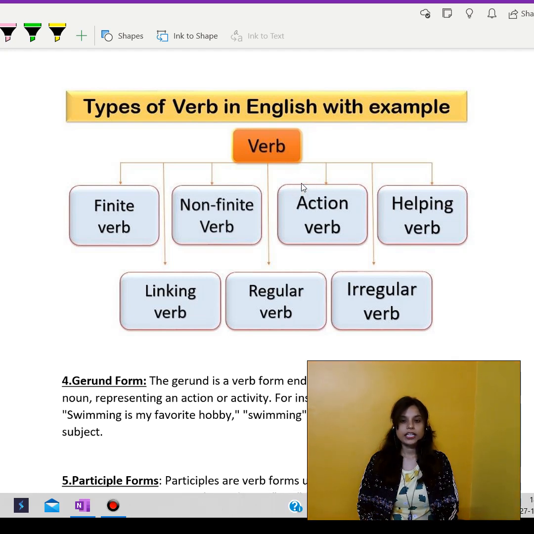Types of verb in English with examples. Over here you can clearly see the chart, and here we have the diagram of how we can divide verbs or action words into branches. We have finite verbs, non-finite verbs, action verb, helping verb, linking verb, regular verb, irregular verb. Now, based on this, we will study all these types of verbs.